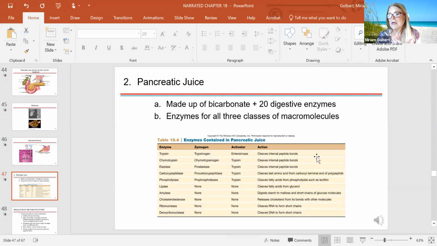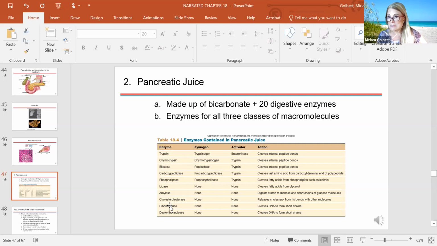So trypsin is going to break down peptide bonds. So this one is going to help us with proteins. Chymotrypsin, same thing, peptide bonds. Elastase, also protein, peptide bonds. Carboxypeptidase, amino acids. Just learn that, don't learn all the carboxyl terminal. Phospholipase, phospholipids. Pancreatic lipase is the one that is going to help us finish up the digestion of fats. Pancreatic amylase, finishing up the carbohydrates. Remember that we started in the mouth, but then we don't do anything with the carbohydrates until we get this pancreatic juice. All these form the pancreatic juice.